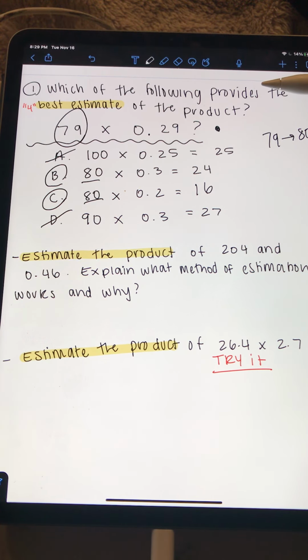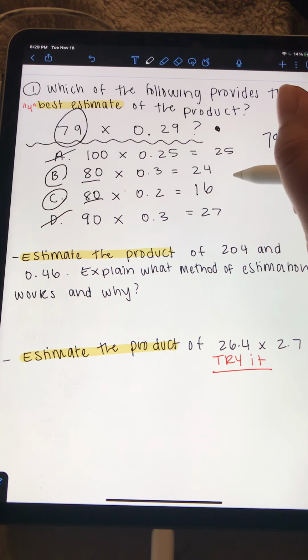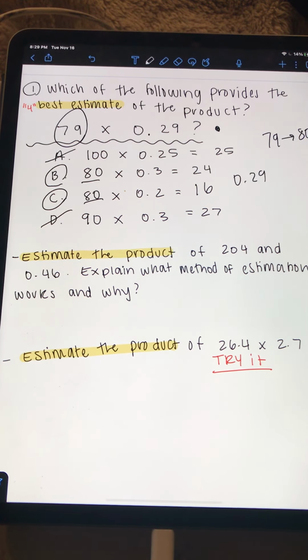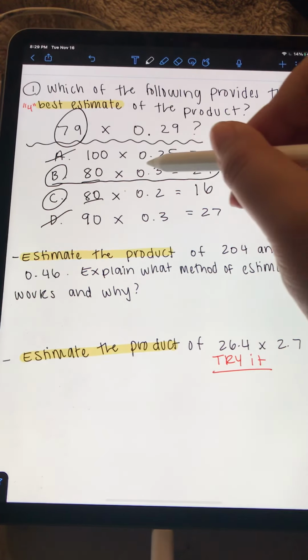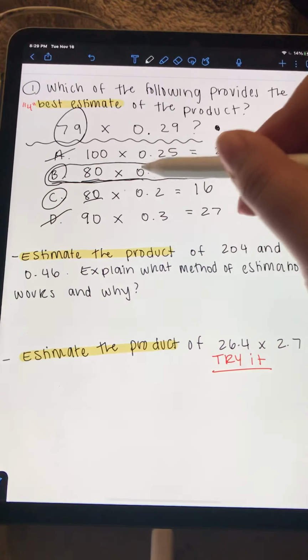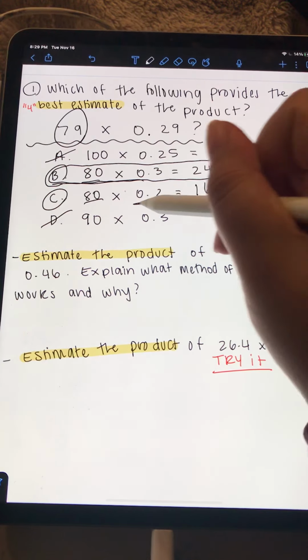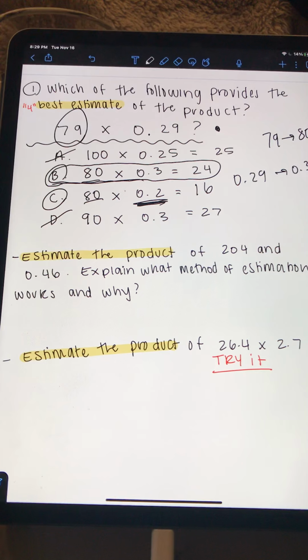So now we can look at 0.29, okay? So 0.29, if we round that up, that's really close to 0.3, okay? So again, thinking about when we round, what numbers are close to the values we're given. So we can see here, B is going to be our answer, 80 times 0.3, okay? C, 0.2 is rounding down, and 0.29 is closer to 0.3 than it is 0.2, okay?